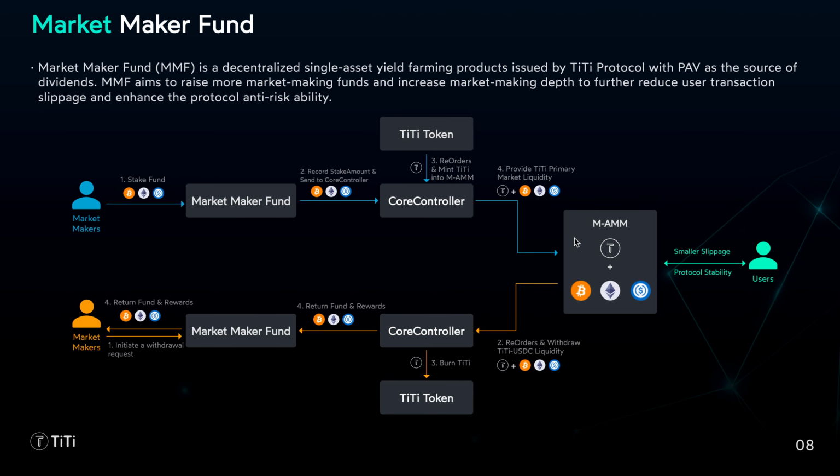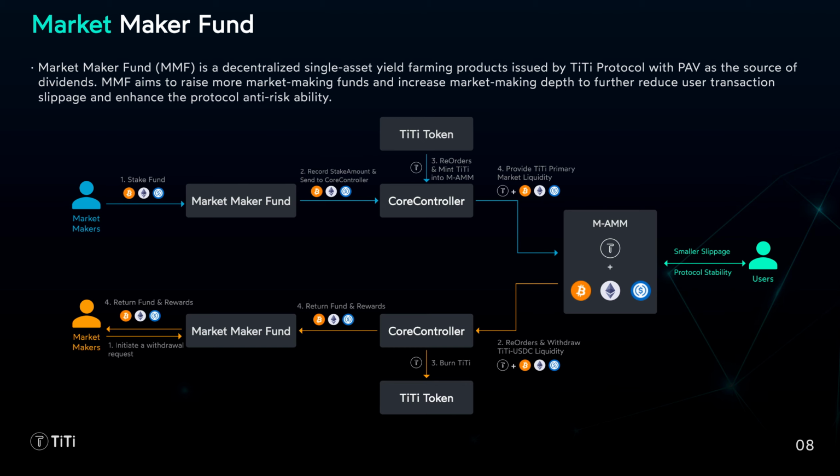Okay, on page 8, let's have a look at the market maker fund, MMF. With the market maker fund and M-AMM reorders, TT is able to realize a stable status. And what is MMF for? Here's the answer. To put it simply, for investors, MMF is a decentralized, low-risk, single-asset yield farming product. It is also an asset-based fund issued by the protocol with part of the PAV as a source of profit.